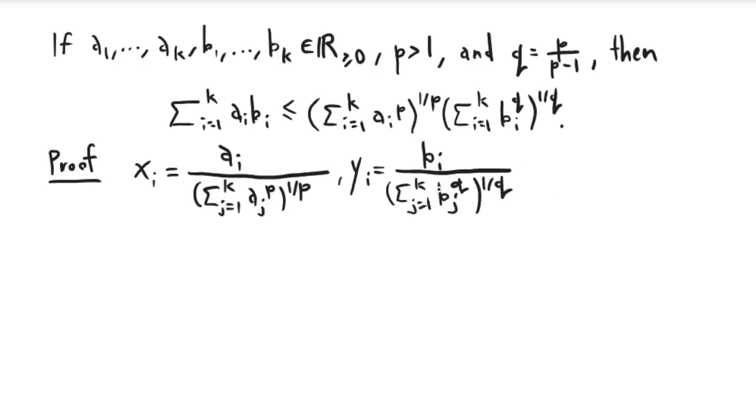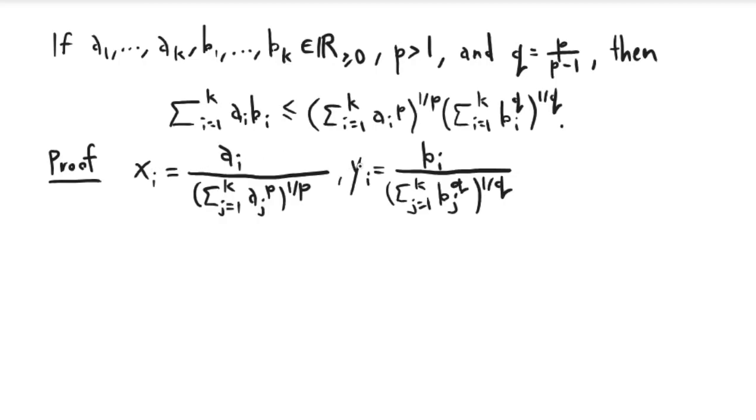Okay, and we want to notice that if all of the a_j's are identically equal to 0, or if all of the b_j's are identically 0, then these expressions are not defined. So from this point on, we're just going to assume that that's not true. If all of the a_j's or the b_j's are identically equal to 0, then this inequality automatically holds. So we can assume that that's not the case.